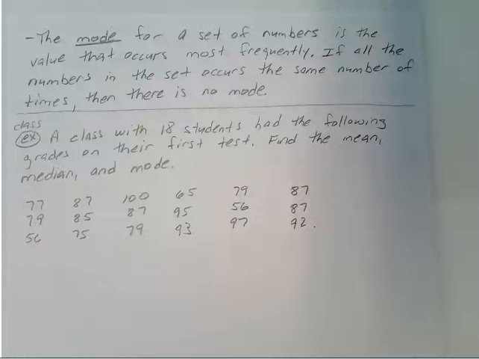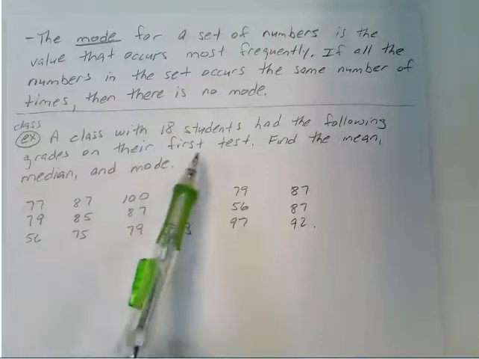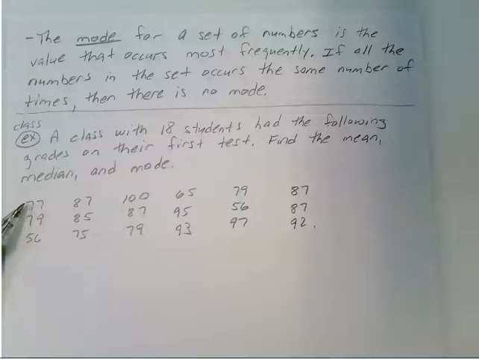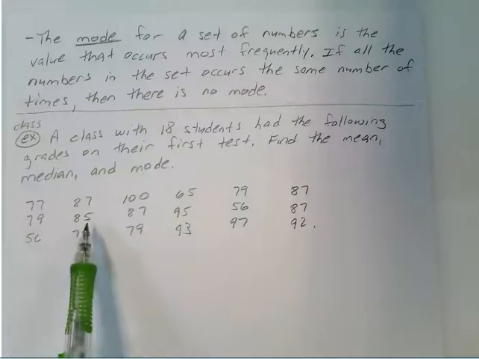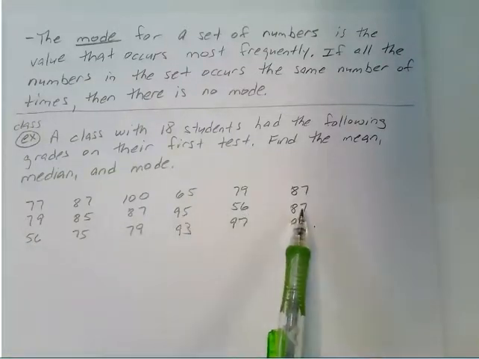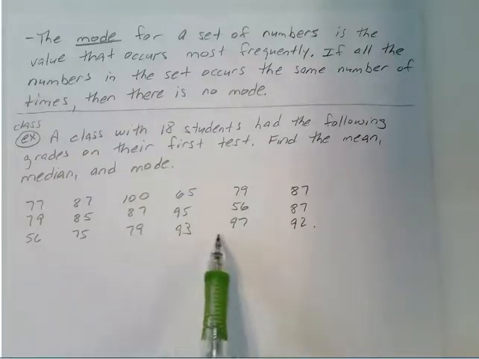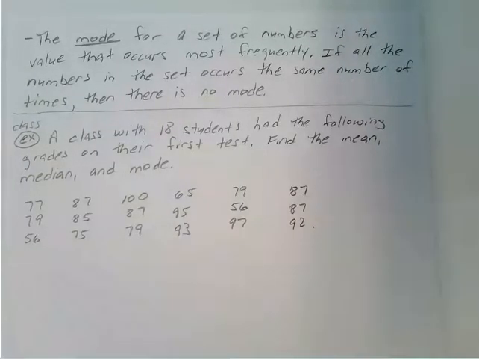Okay, so let's say, for example, a class with 18 students had the following grades on their first test. Find the mean, median, and mode. Okay, so we have 77, 87, 100, 65, 79, 87, 79, 85, 87, 95, 56, 87, another 56, 75, 79, 93, 97, and a 92. Let me clean up this 6 a little bit more. There we go. Okay, so what I want you to do now is press pause, find the mean, median, and mode on your own.